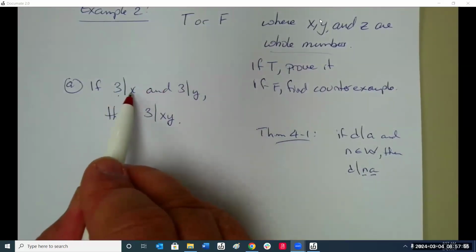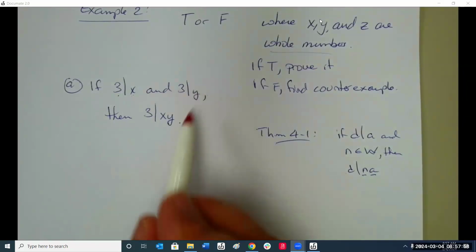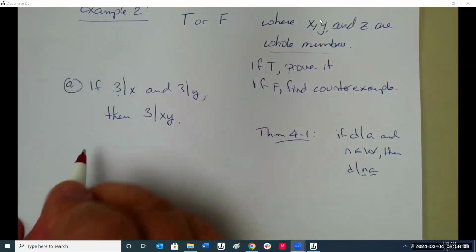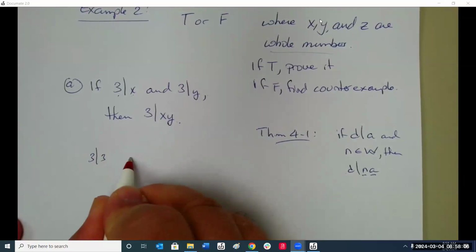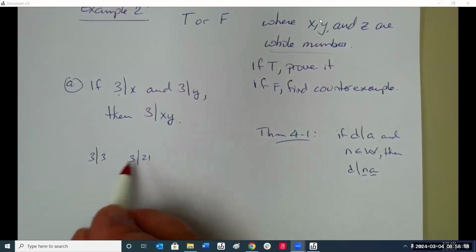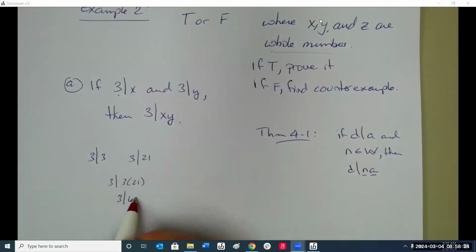Because if 3 is a divisor of X and 3 is a divisor of Y, then the product of that will still be a divisor. 3 will still be a divisor of that. For example, 3 is a divisor of 3. 3 is a divisor of 21. These are both true statements. So that means 3 is a divisor of 3 times 21. Does 3 go into 63? Yeah, 21 times. So that's a true statement because of 4-1.